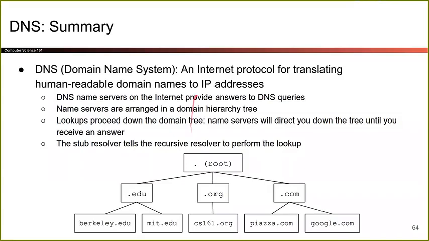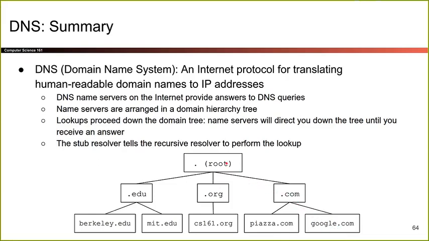So what did we talk about today? Today was all about DNS, the protocol for translating human readable domain names to IP addresses. The way to do this is have a bunch of name servers on the internet. Their only goal is to answer DNS queries for you. We arrange them in this tree. And the idea is if you want to make a lookup, you start at the root and you work your way down the tree until you find the answer that you're looking for.